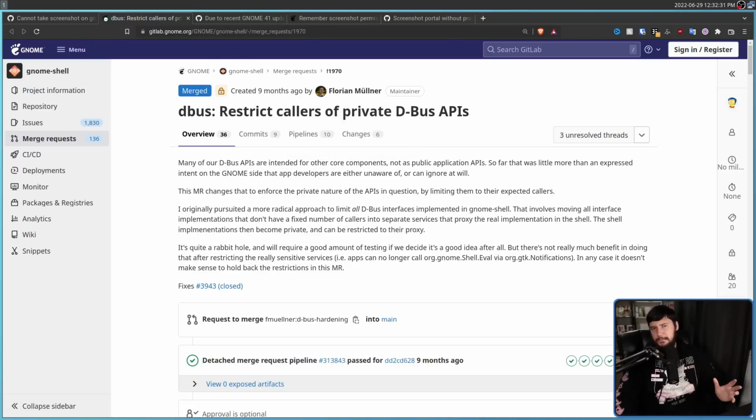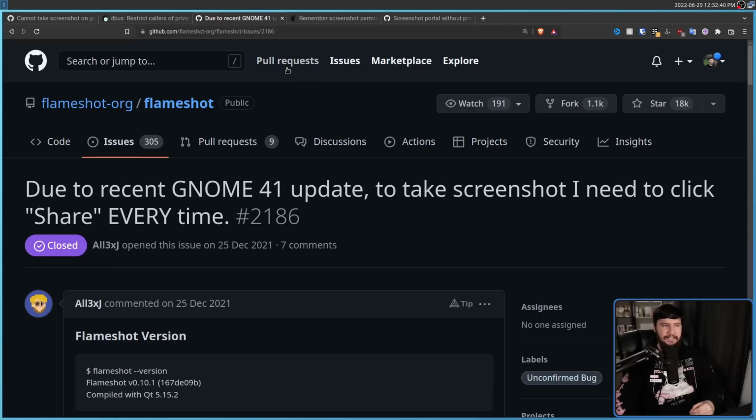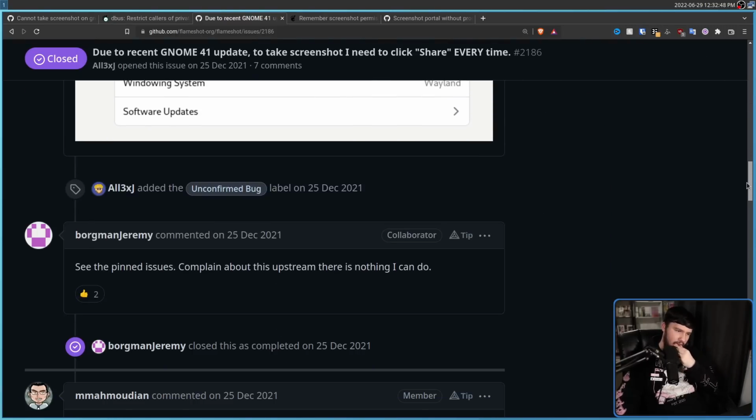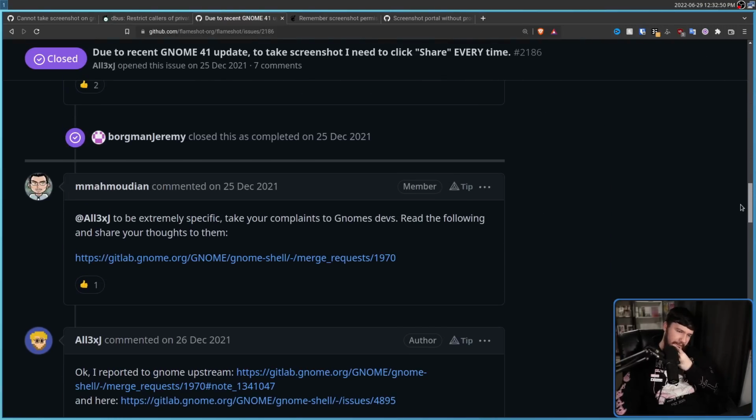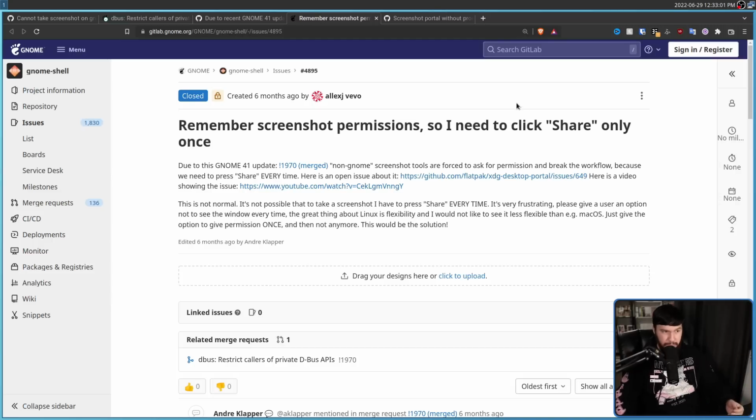And then for a while, the problem sort of just got passed around without anybody actually fixing anything. Someone had opened up another issue over on the Flameshot side saying, due to the recent Gnome 41 update, to take a screenshot, I need to click share every time. And the Flameshot dev basically said, we can't exactly fix this. We have to just rely on the tools that are available, take this up with the Gnome devs, and then they can fix it. So the same person went and opened up an issue with the Gnome devs.